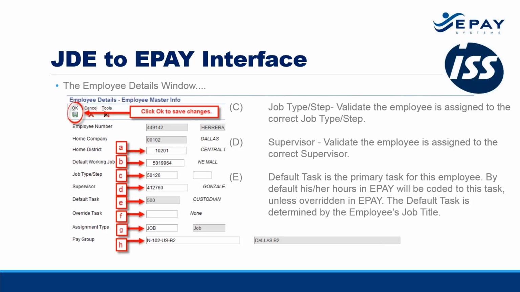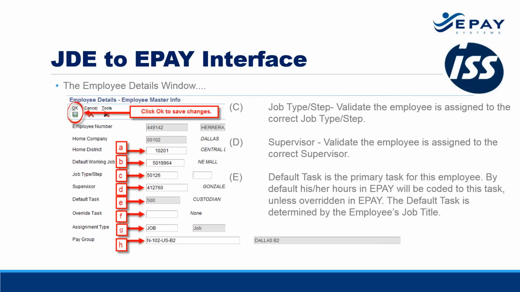Now that code pretty much doesn't mean much after it leaves JDE. In Blueforce, we don't care about it, but it does play a big step in the assignment of a task, and I'll explain that here momentarily. D is just a supervisor name. Just go in there and check and make sure the right supervisor reference is there.